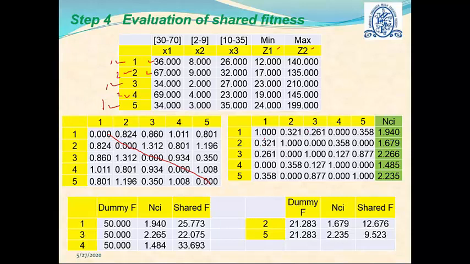Now, once we get the sharing values, we take the sum of all the sharing values for the first solution, and then we get the niche count. We can observe here 1.940. That represents the total sharing of all the solutions with solution 1. It means to what extent the remaining solutions, solutions 2, 3, 4, 5, are shared with solution number 1. That is represented by the niche count. Naturally, the more the niche count, the more the sharing of the other solutions with that particular solution.